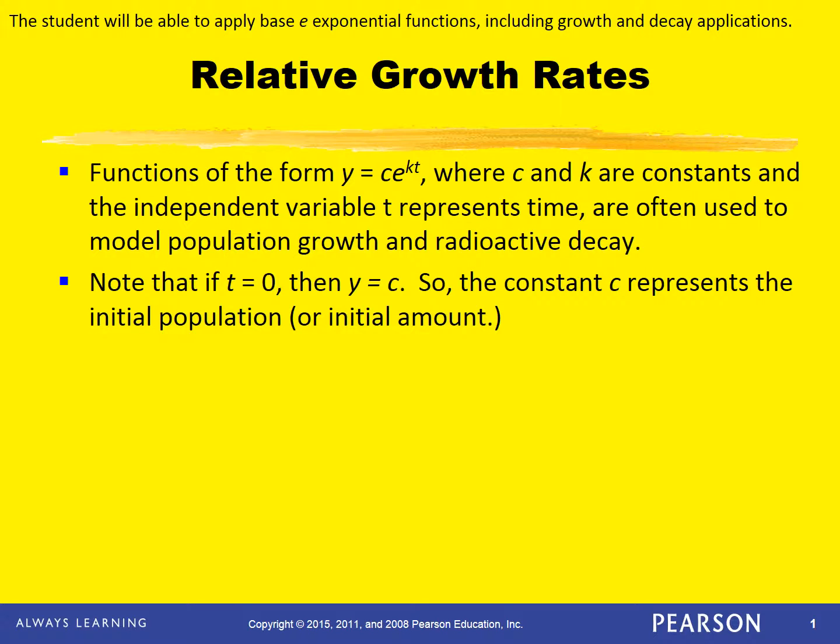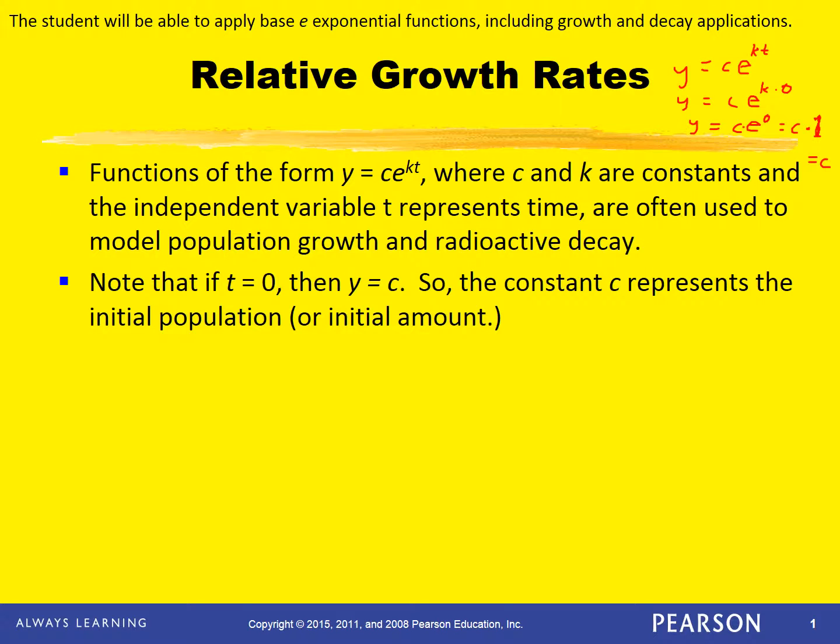Note that if t equals 0, then y equals c, right? Because if you have y equals ce to the kt, and you let t be 0, y equals ce to the k times 0, y equals ce to the 0. But what is anything to the 0 power? 1. C times 1, which is c. So if t equals 0, then y equals c.